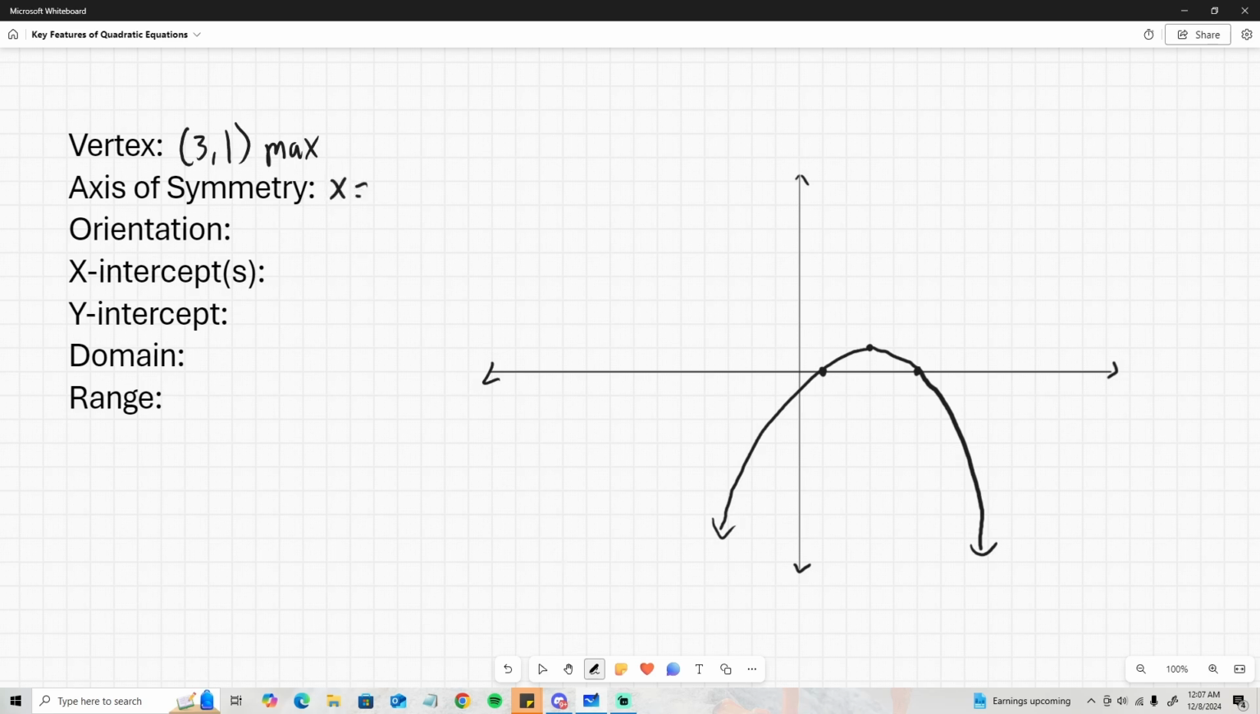When looking at our axis of symmetry, it is just the x value in our vertex. It is x equals 3. Keep that in mind. If we notice, this value matches up with this value. That is always the case. Now, looking at orientation, that is the question of, does it open upwards or downwards? Is it a happy U? Is it a sad U? Here, this one opens downwards. It's a sad U.